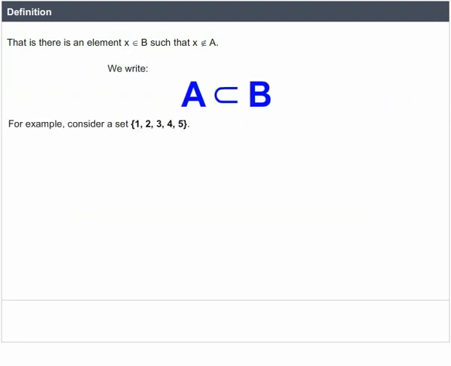For example, consider the set {1, 2, 3, 4, 5}. Then {1, 2, 4} and {1} are proper subsets, while {1, 2, 6} and {1, 2, 3, 4, 5} are not.